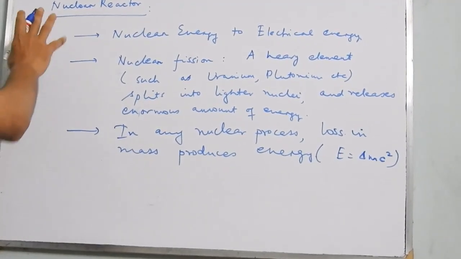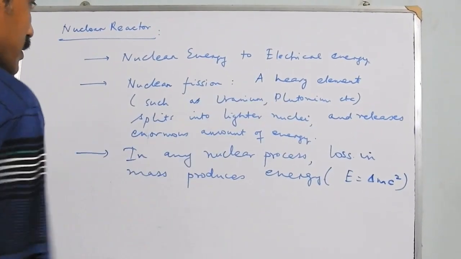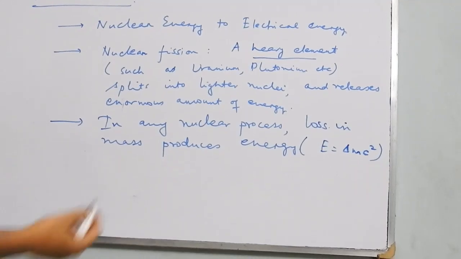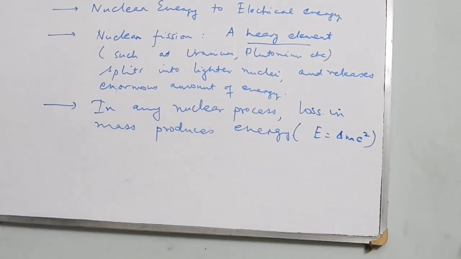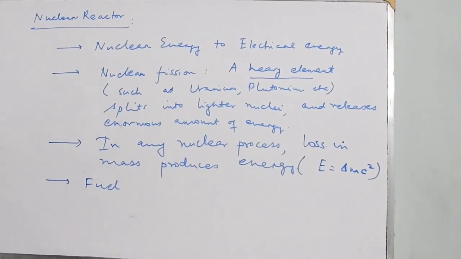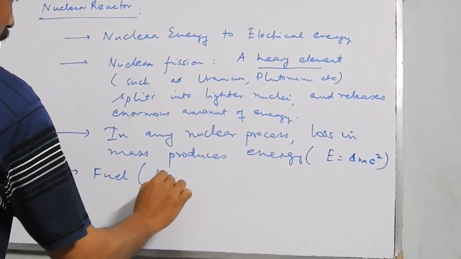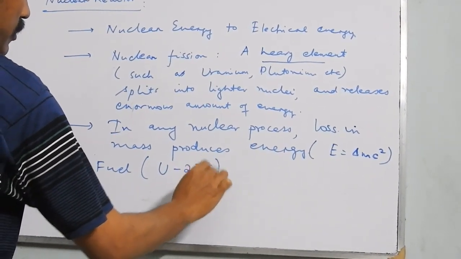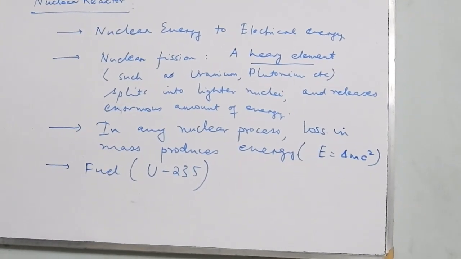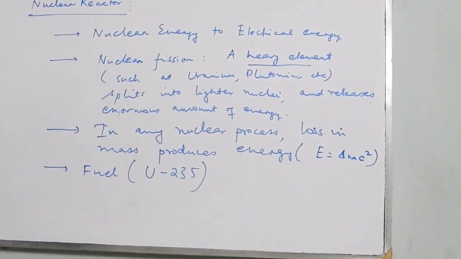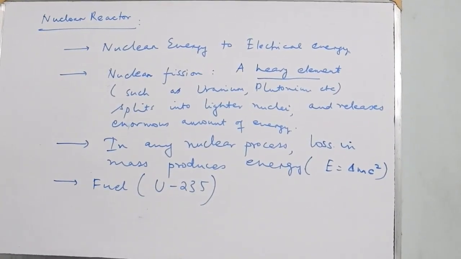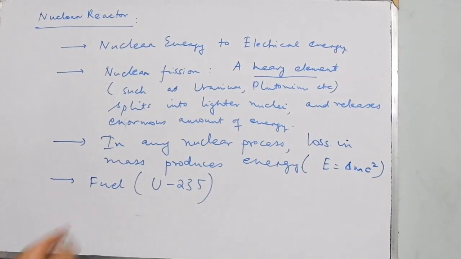So in a nuclear reactor, nuclear fission of some element occurs. That heavy element that is taken in a nuclear fission, whether it is uranium or plutonium, that heavy element is called the nuclear fuel or the fuel of the reactor. Of the heavy elements such as uranium, an isotope of uranium is popularly used, uranium-235. Uranium-238 is another isotope, but uranium-235 is utilized for conversion of nuclear energy to electrical energy. So that is the nuclear fuel.